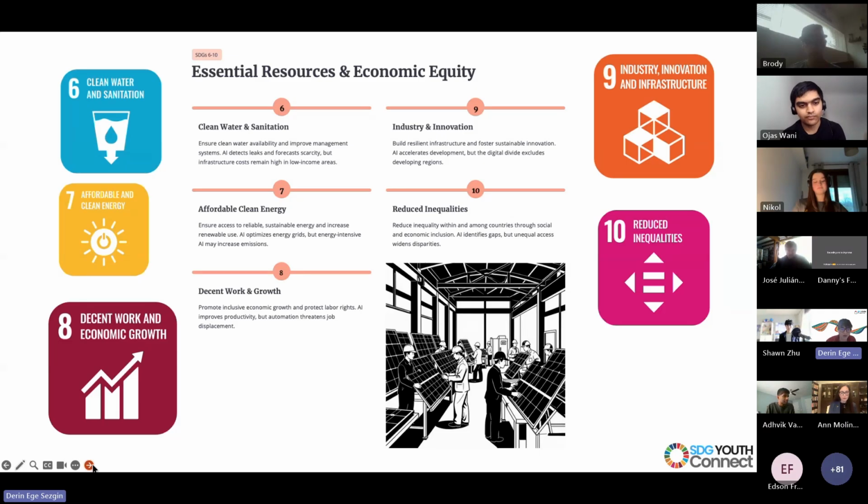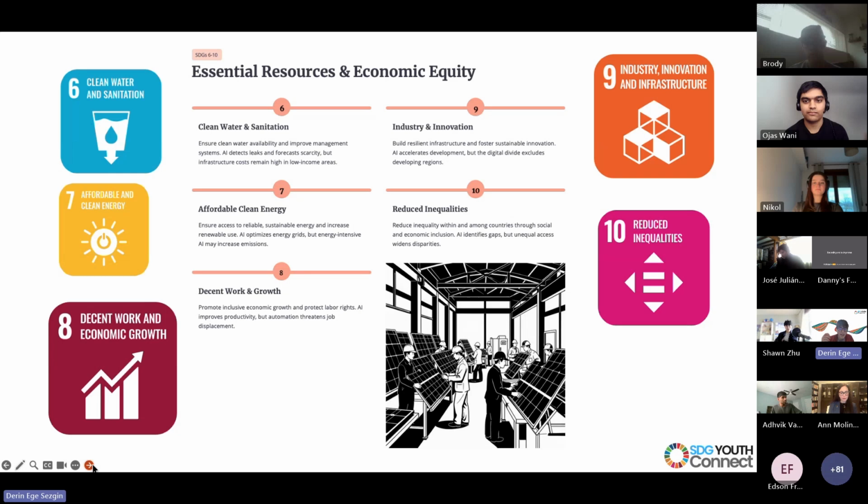Establishing a very functional sewage system and water system requires complex piping, collaboration, and coordination that is very hard in low-income areas where it is hard to even get a good education. SDG 7, affordable clean energy. Ensuring access to reliable, sustainable energy and increasing renewable energy use is what defines SDG 7.